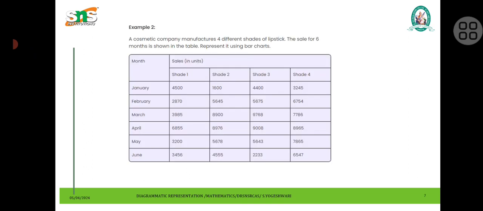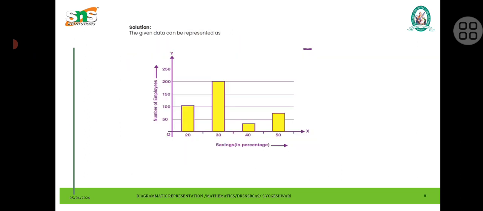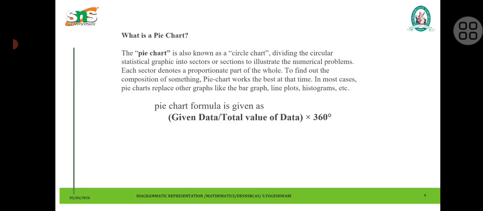The second example has the months January to June and sales in units for shared 1, shared 2, shared 3 and shared 4. The graph given below depicts the following data for January, February, March, April and May. Different colors and different shades are given to this type of diagram.